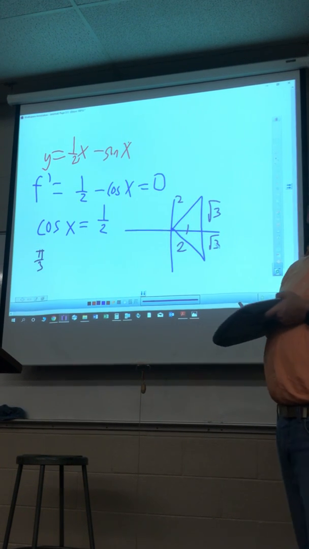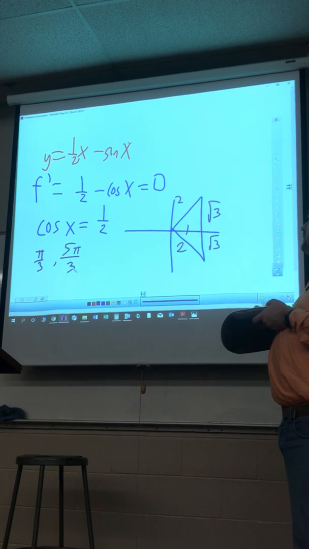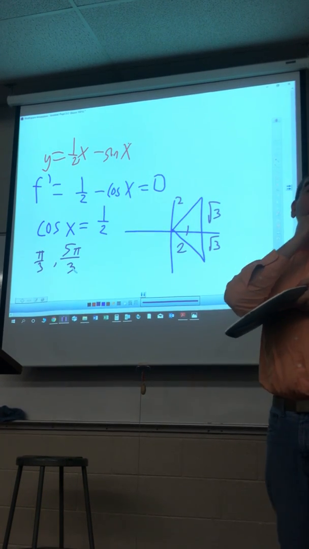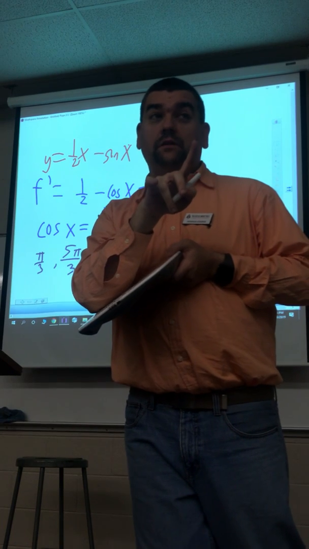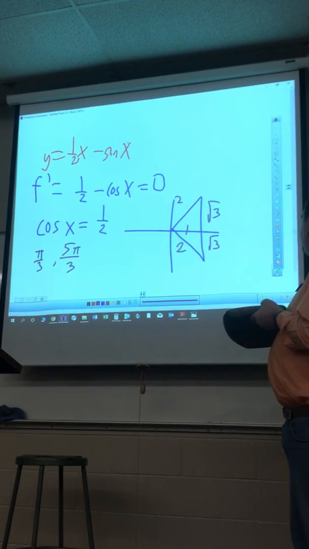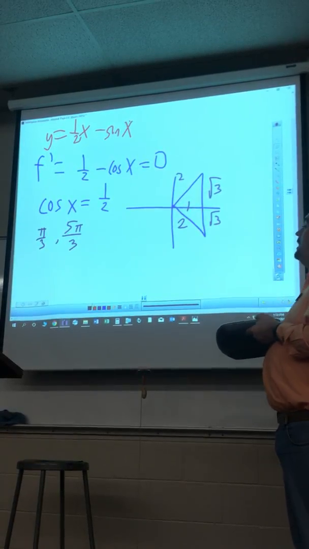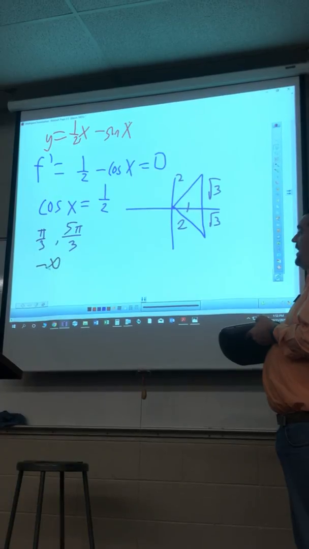And then 300 degrees will be 5 pi over 3. And you guys need to be good with that. You guys absolutely need to. So then we have 2 critical numbers. So now we're going to bust out the sign chart. It's painful, I know, but it's good math and very satisfying if you get it right.